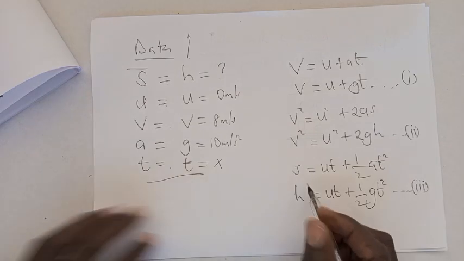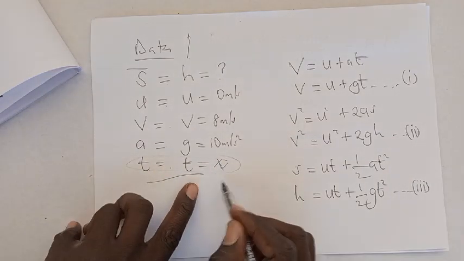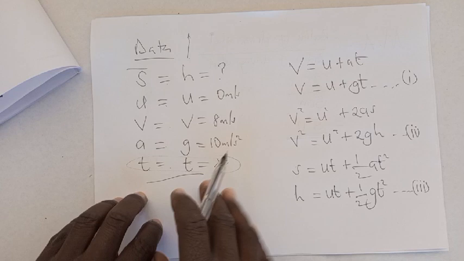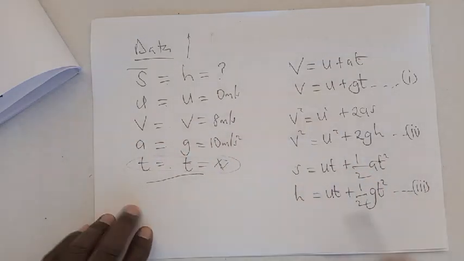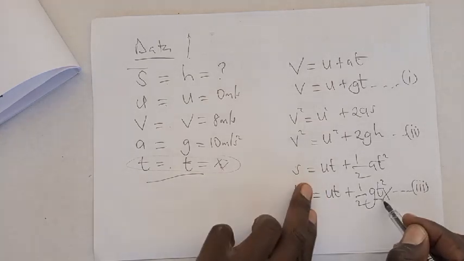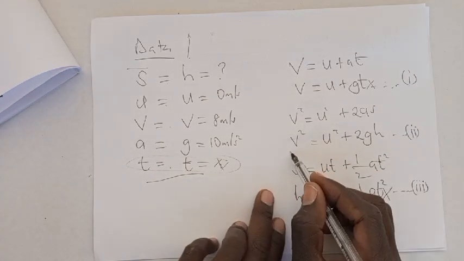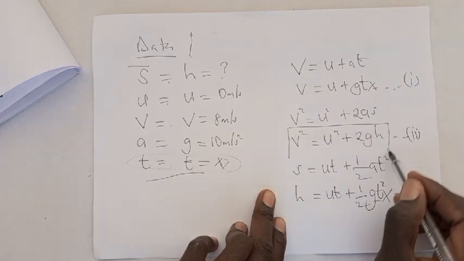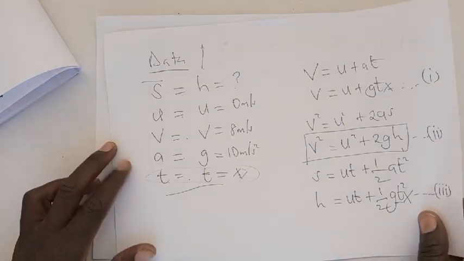So from these three equations, which equation should exclude time in what it contains for you to find whatever you are looking for? So this equation is out because it has time. Which other equation is out? This one is out because it has time. But this one, we can use and successfully achieve what we want.